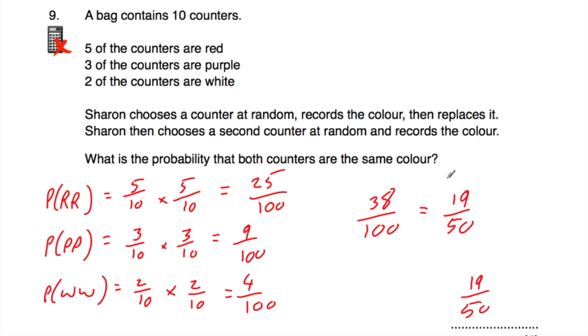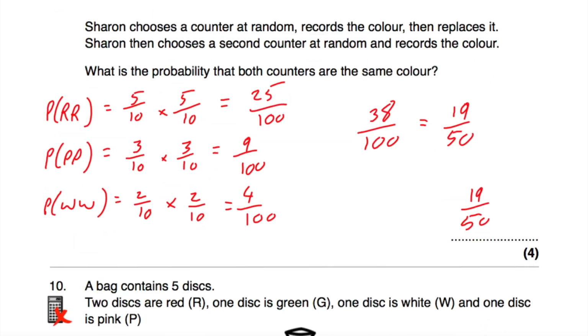If the question asks us what's the probability that the counters are not the same colour, I probably would then use the same approach: find the probability of them being the same colour to be 19/50ths, and then take that away from 1, which is 31/50ths. So rather than doing a red and a purple, a red and a white, a purple and a red, a purple and a white, a white and a red and a white and a purple, I would just find the probability of getting 2 reds, 2 purples and 2 whites, add them together and take them away from 1, and every other option would be a different colour. But here we'll find the probability of the two counters being the same colour as 19/50ths, and that's it.